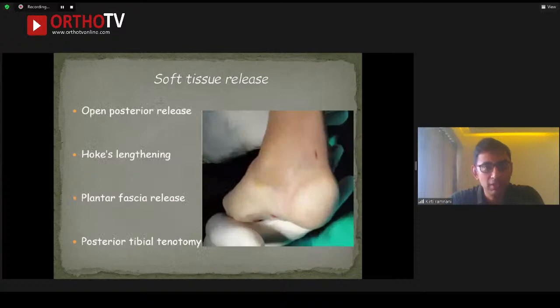So what all do we need? You can go for an open posterior release. You can go for a percutaneous TA tenotomy. You can go for a Hoke's lengthening, a plantar fascia tenotomy, and sometimes in case of severe inversion deformities, you can go for a posterior tibial tenotomy. And then you apply a fixator and distract the deformity.